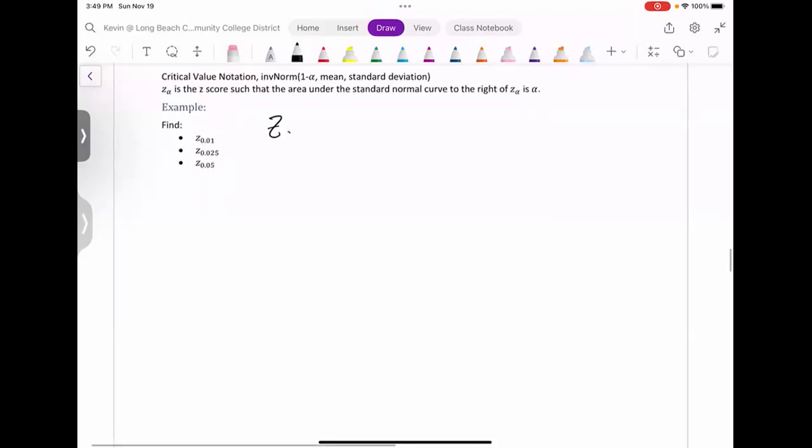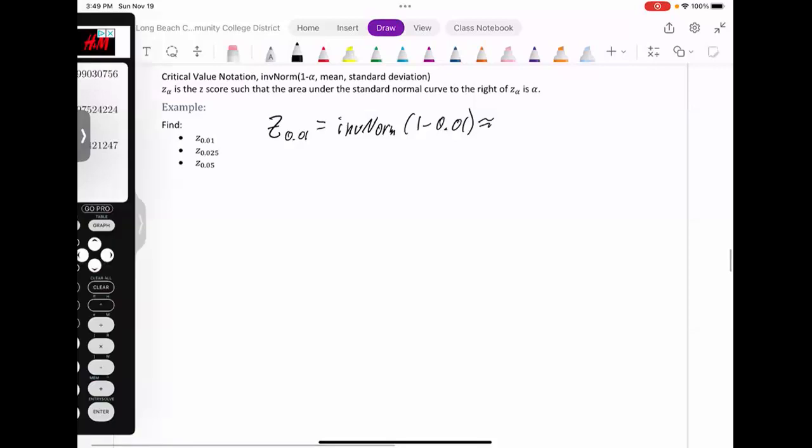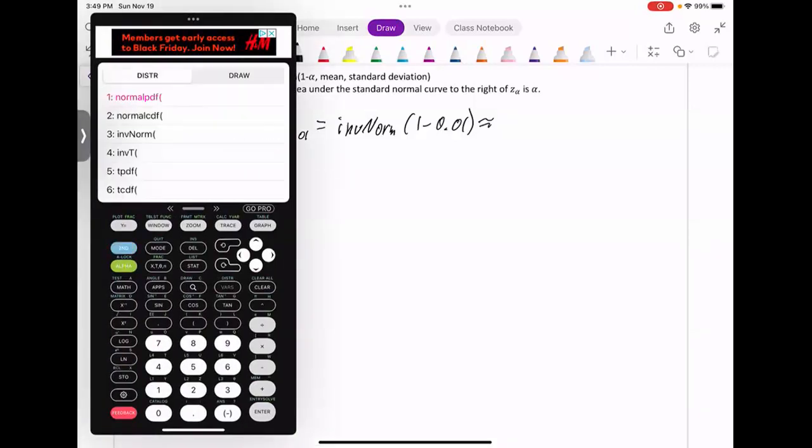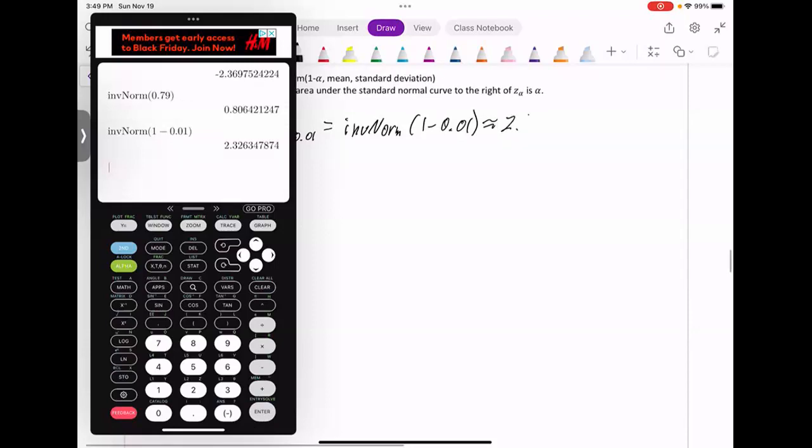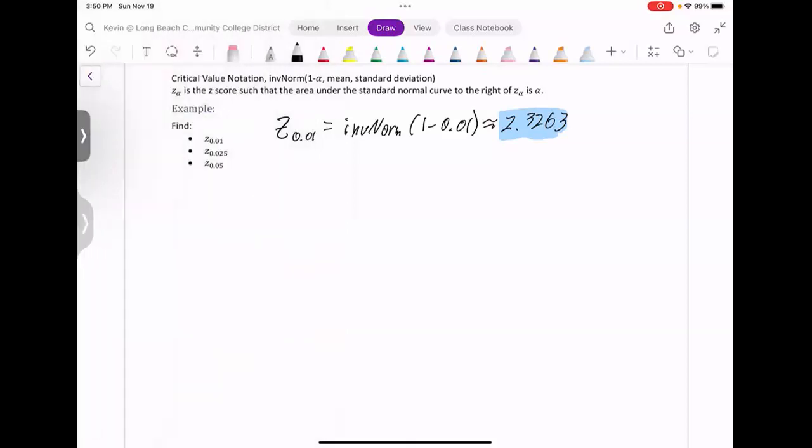So Z sub 0.01 is going to be inverse norm of 1 minus 0.01. Let's see what that is. Inverse norm, 1 minus 0.01. So about 2.3263. We don't know what to do with these numbers yet, but we will eventually need these numbers.